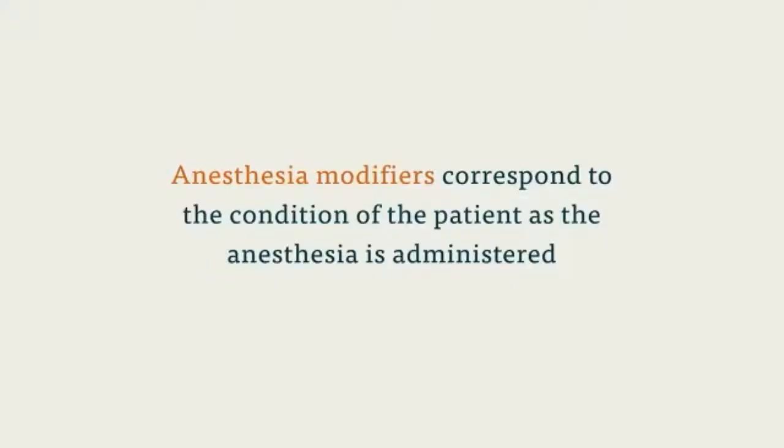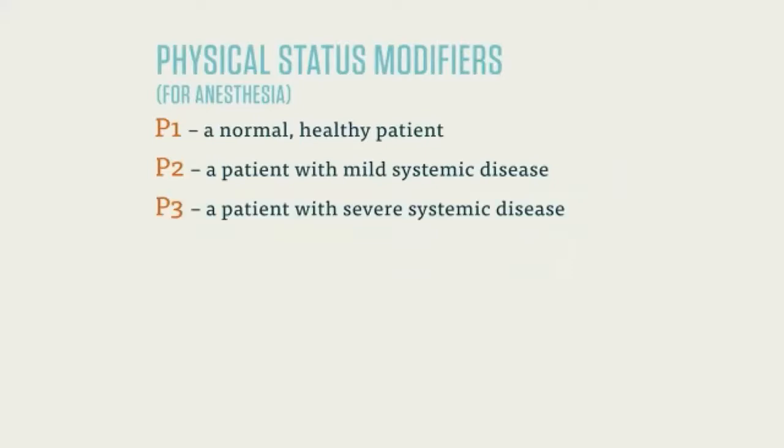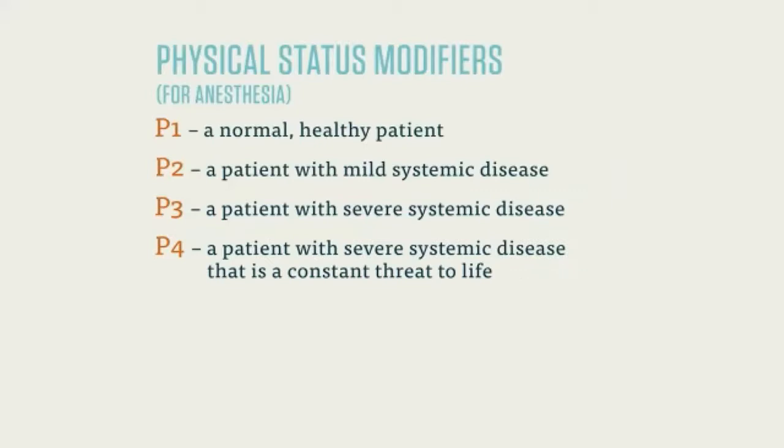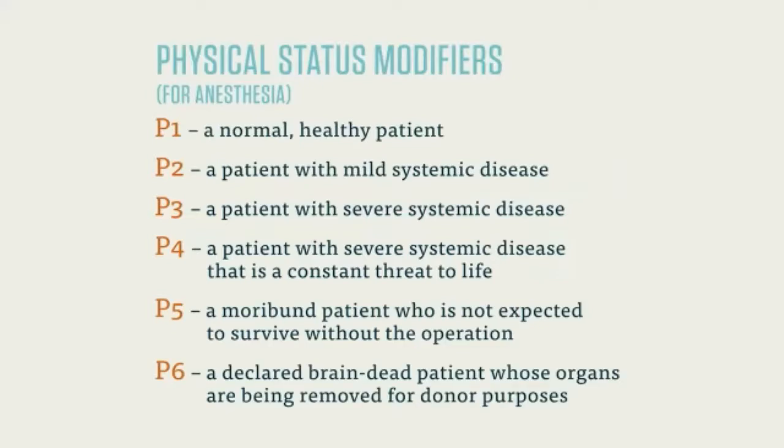Anesthesia procedures have their own special set of modifiers, which are simple and correspond to the condition of the patient as the anesthesia is administered. These codes are P1, a normal healthy patient; P2, a patient with mild systemic disease; P3, a patient with severe systemic disease; P4, a patient with severe systemic disease that is a constant threat to life; P5, a moribund patient who is not expected to survive without the operation; P6, a declared brain-dead patient whose organs are being removed for donor purposes.